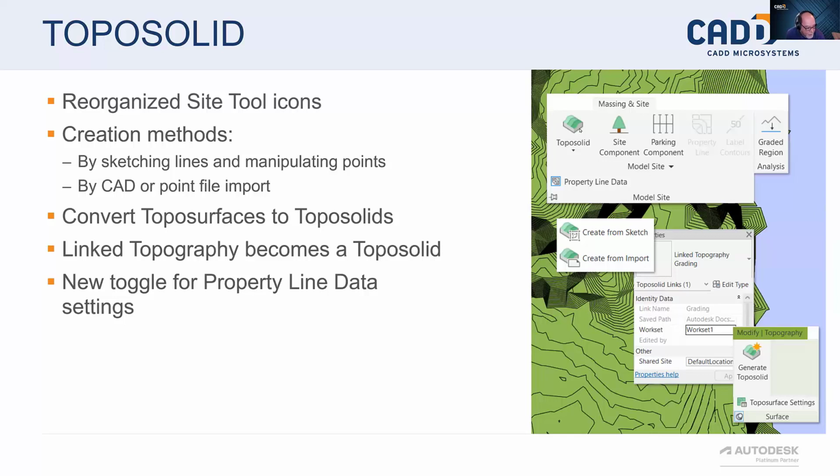But just to talk about it in general terms, if you have a topo surface in an older project and you convert that project to 2024, it will automatically convert that to a topo solid. You can link topography from either a CAD file or from a CSV file or from a civil file. You can still do that. But it's a great enhancement in there.